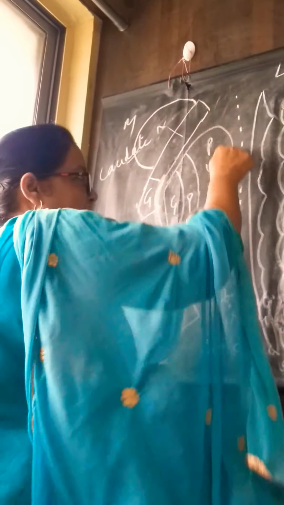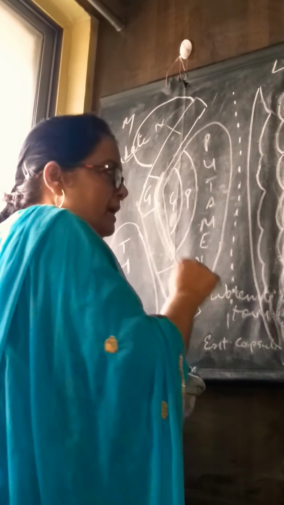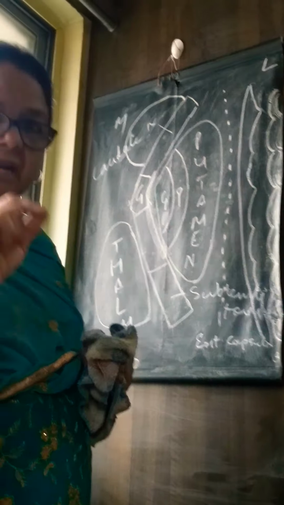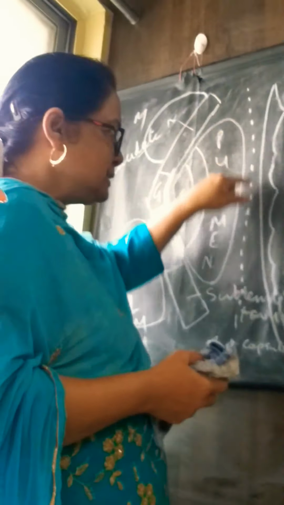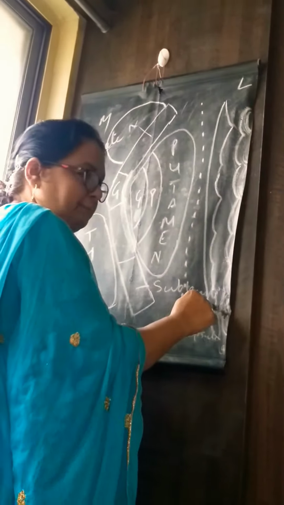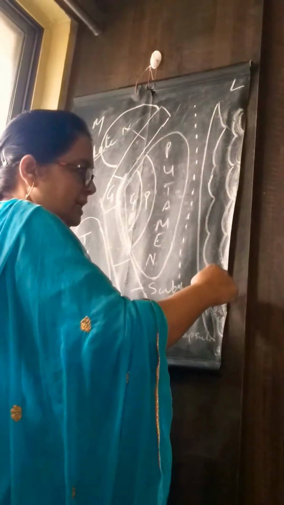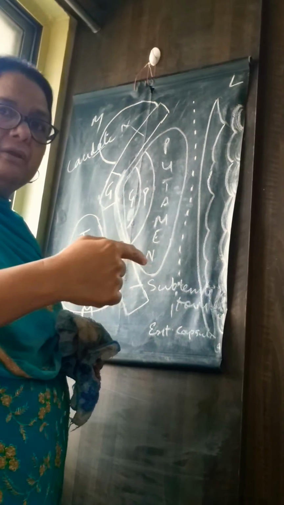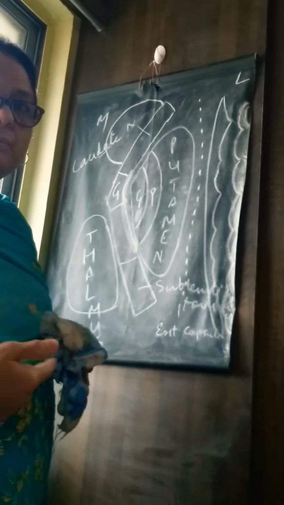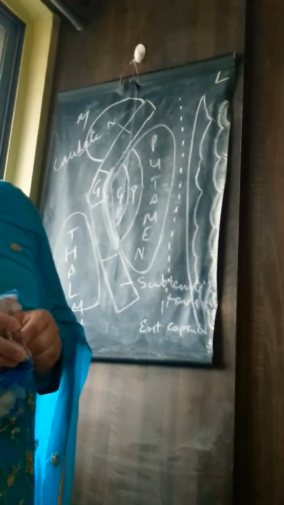Here I have drawn a dotted line just for you to understand, but in reality there is no line. There is a space, and that space is called the internal capsule. And the claustrum will appear zigzag. Here you will see the gyri, which are vertical, not horizontal. So these are the structures which are seen on the inferomedial surface of the cerebral hemisphere.